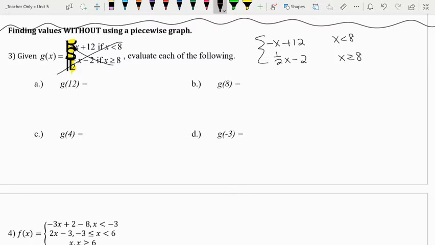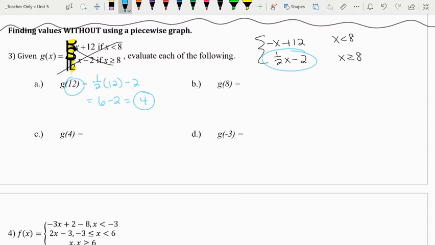All right, so now if you're not given a graph, then you can't use the graph. And we've already done these before. All we have to do is determine which equation to use. Well, we're looking at 12. 12 is definitely greater than 8, so that means I'm going to use this bottom equation. So we would just plug in 12, 1/2 times 12 minus 2. That gives me 6 minus 2, which makes my final answer 4.